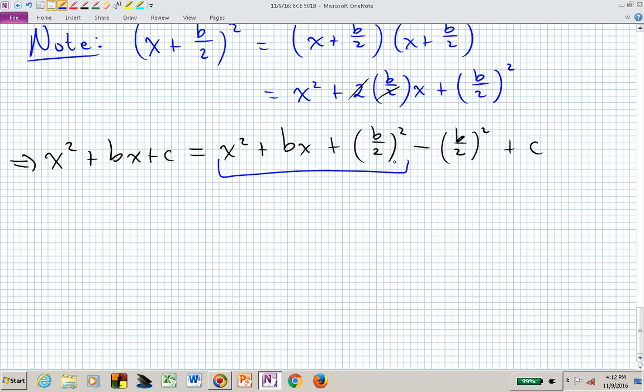But now we can realize that that piece of that right-hand side can be written as a square. And the square we like because that's always going to be non-negative. That's why we're doing this. Meaning we now have x squared plus bx plus c equaling (x plus b over 2) squared. That's what's in blue. And now let's write down the remaining pieces, plus c minus b squared over 4.